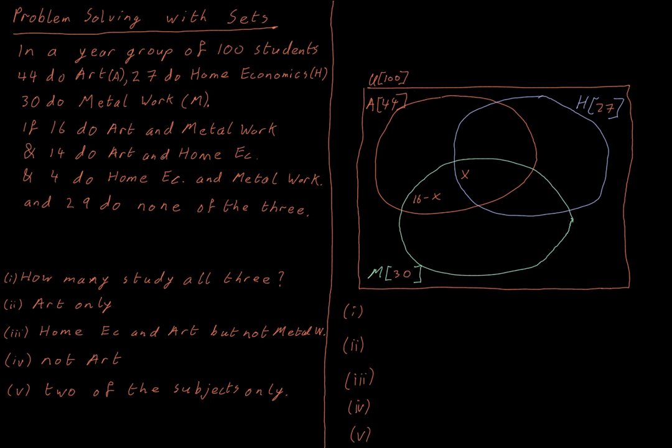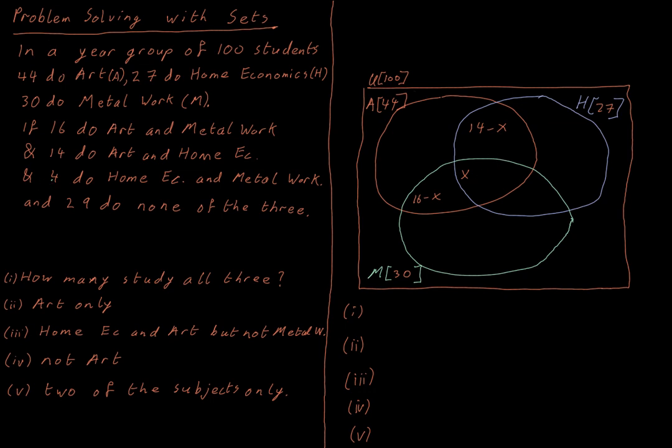And 14 do art and home economics. That means we're in this group here, the overlap of the orange or red and the blue circles. There are X number of people here, so there would be 14 minus X people in this part. So not including the green, not including the metalwork people, there would be 14 minus X people who only study home economics and art, but don't study metalwork.